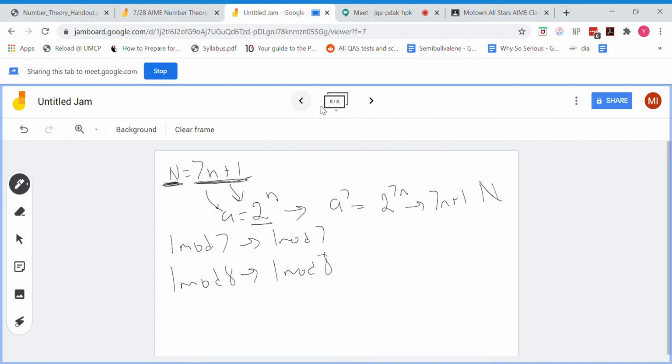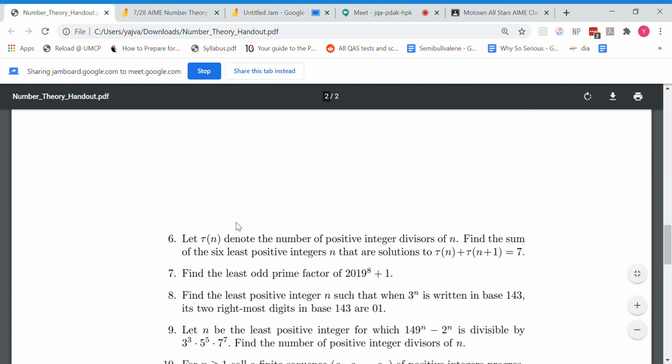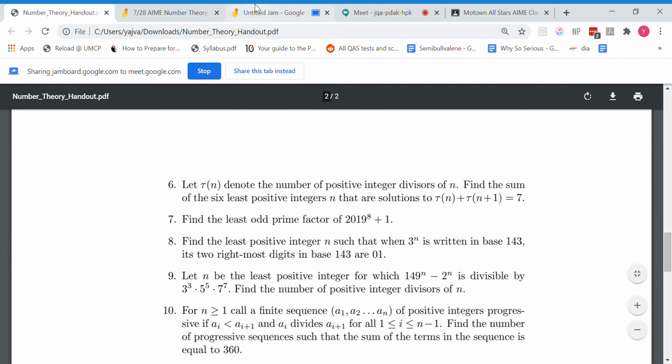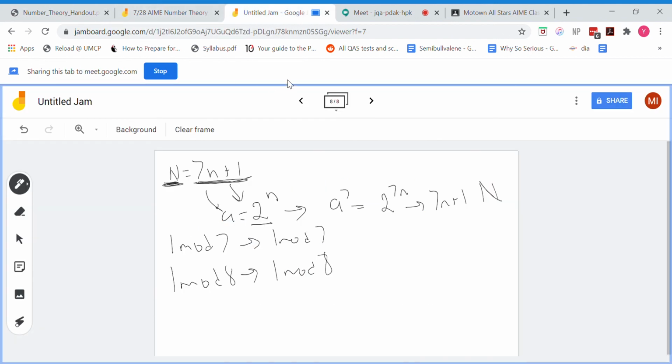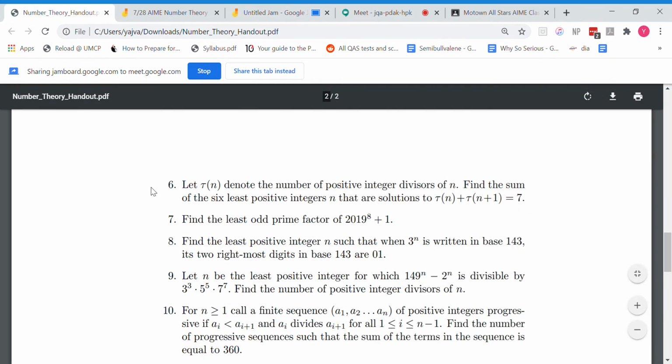So trial and error can really be helpful, right? It can help you figure out patterns when it's not obvious. And you probably see casework is very useful. Casework so far has been casework, prime factorization, and trial and error. Those are the 3 backbones of number theory. Alright, let's go to the next problem.